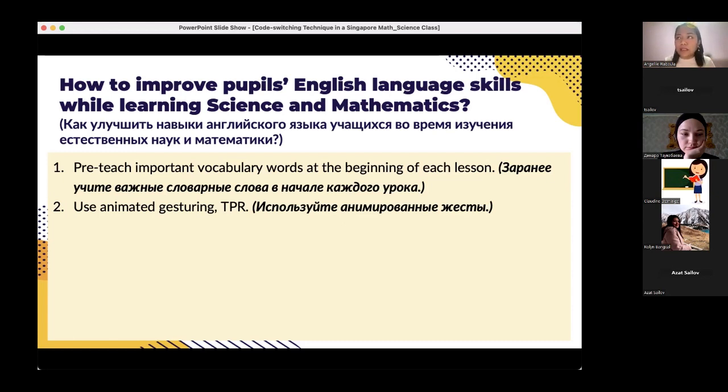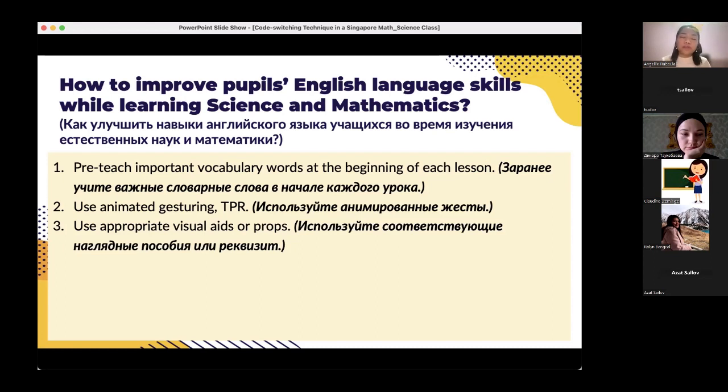So animated. Like in our examples a while ago, they actually used videos, which are, of course, good points. But in the absence of videos, we can actually use our body parts to explain what we want to say.